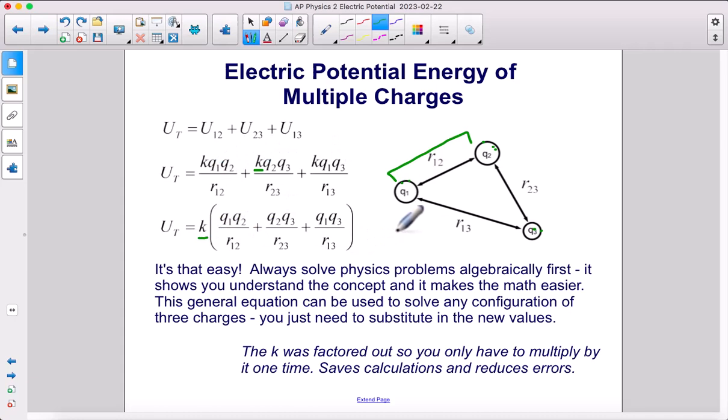It's that easy. Always solve physics problems algebraically first. It shows you understand the concept and it makes the math easier. This general equation can be used to solve any configuration of three charges. You just need to substitute in the new values. And note, the K here was factored out so that you only have to multiply it by one time. This saves calculations and reduces calculator errors.